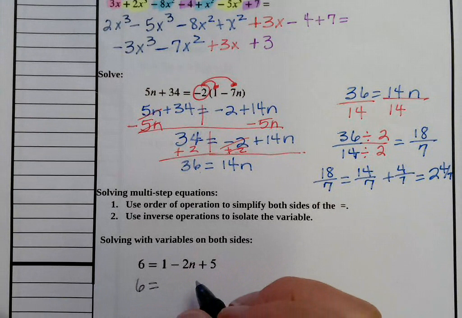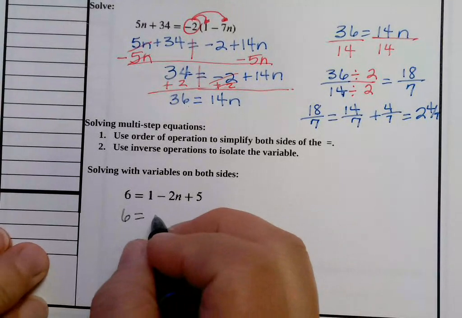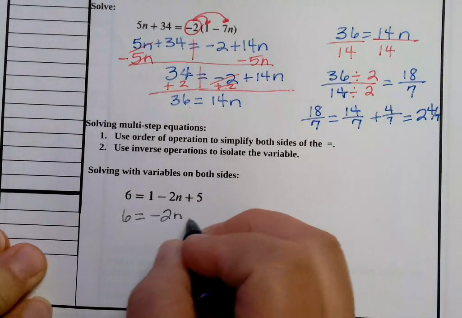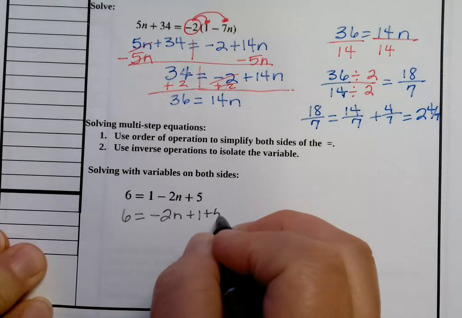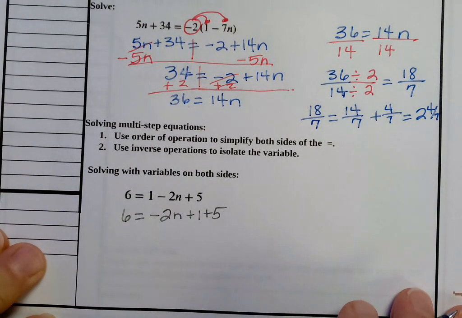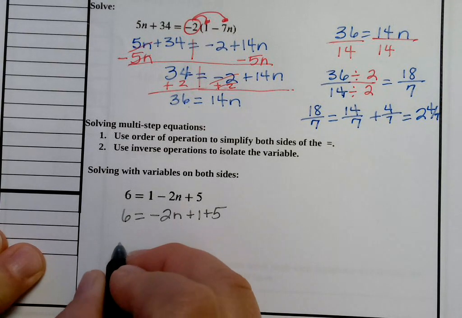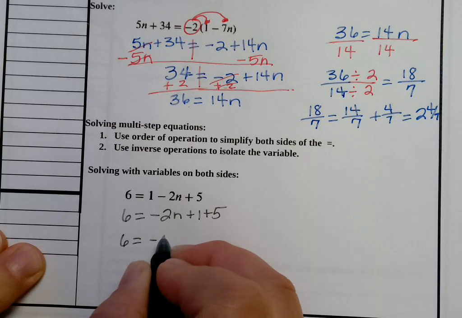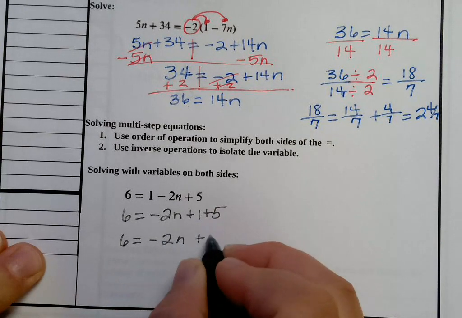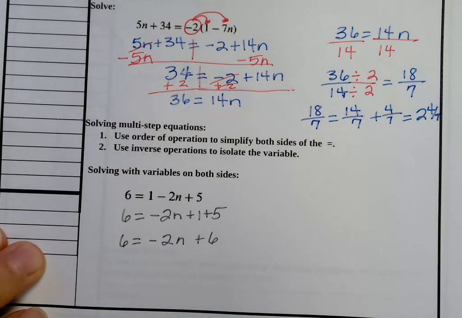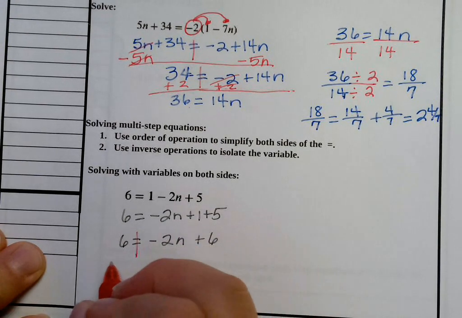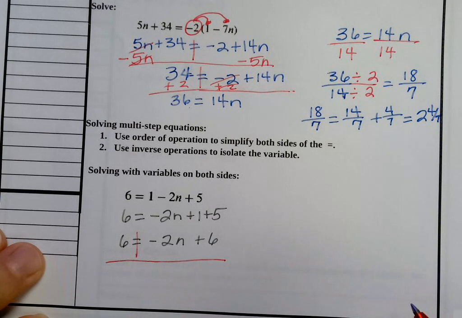So with the commutative property, I'm going to change the order. So I've got my numbers together. Now I'll simplify. 6 is equal to negative 2n plus 6. Last thing to do is to simplify by using inverse operations.